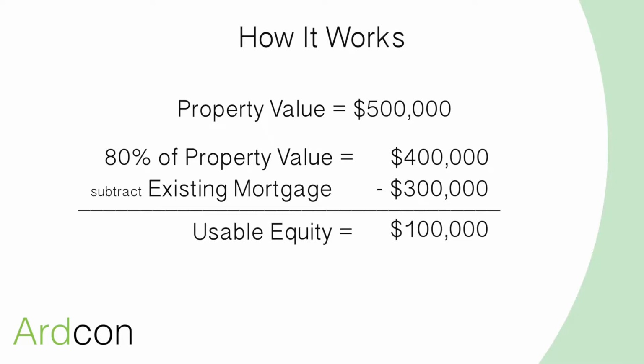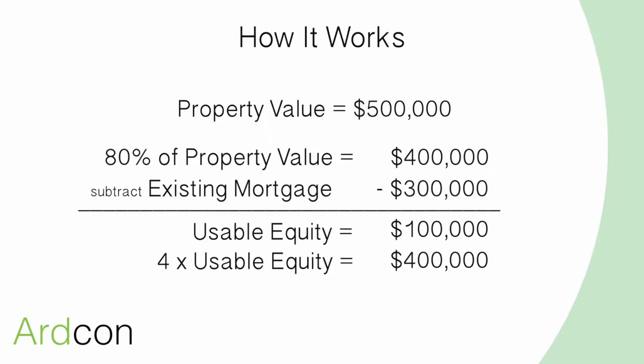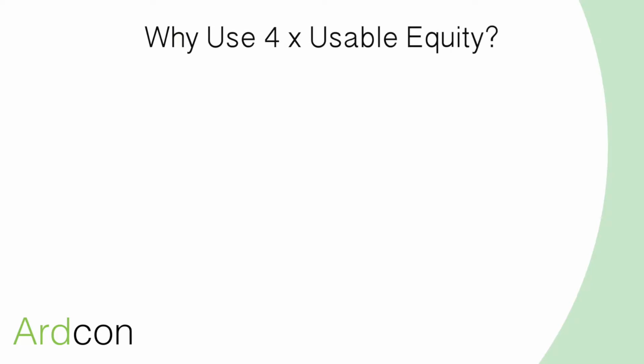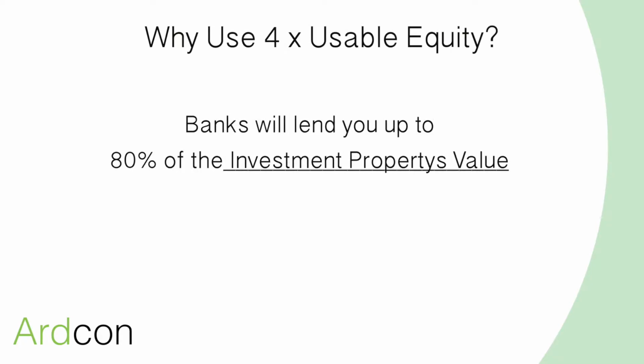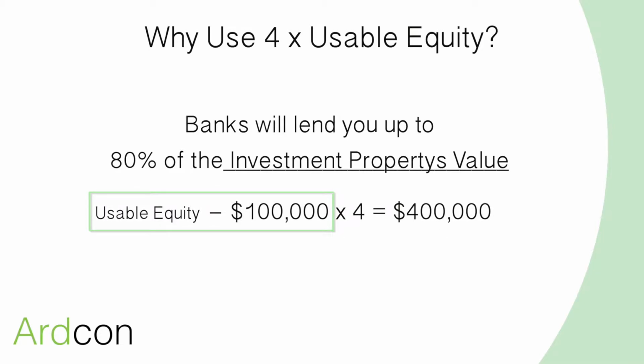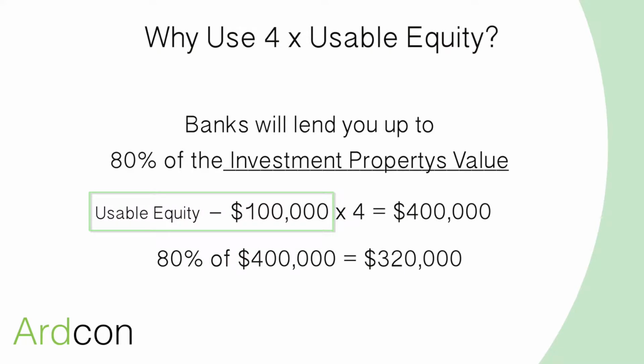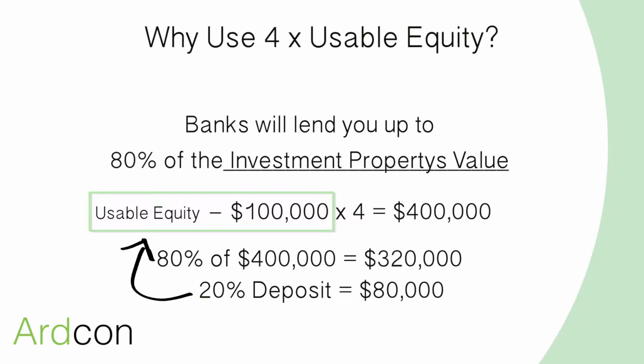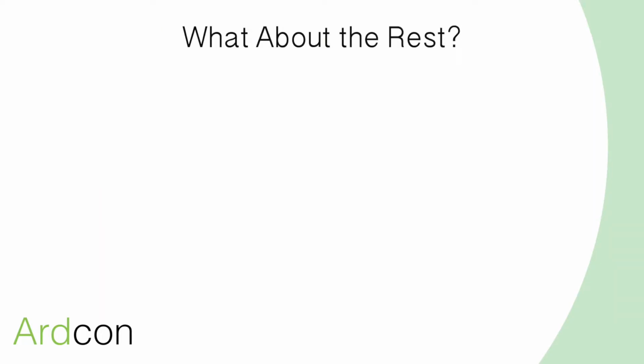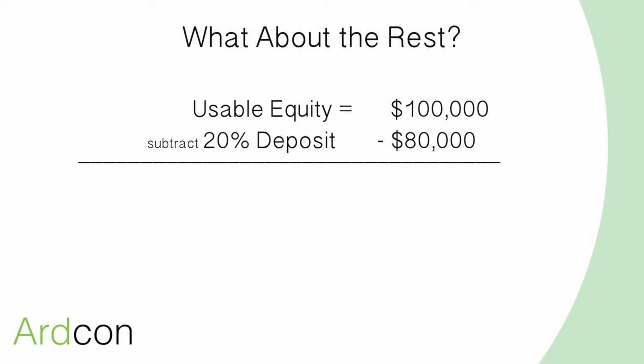As a general rule, you should only buy an investment property that has a purchase price no higher than 4 times your usable equity. With our example, this would mean you could look to buy an investment property with a purchase price of $400,000. Let me explain this to you. Remembering that the bank is willing to lend you 80% of the property's value, and when we consider that we can purchase a $400,000 property, 80% equates to $320,000. The remaining $80,000, which would be the 20% deposit in this case, comes from the usable equity in your current property.